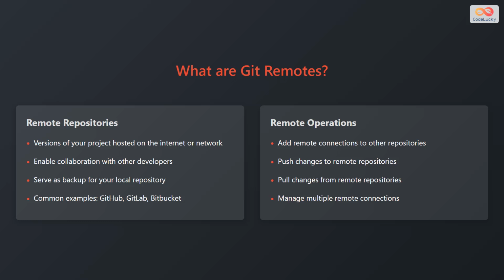So, what exactly are Git Remotes? Remote repositories are versions of your project that are hosted on the internet or on a network. They enable collaboration with other developers, serve as a backup for your local repository, and are commonly found on platforms like GitHub, GitLab, and Bitbucket. Remote operations involve adding remote connections to other repositories, pushing changes to remote repositories, pulling changes from remote repositories, and managing multiple remote connections.